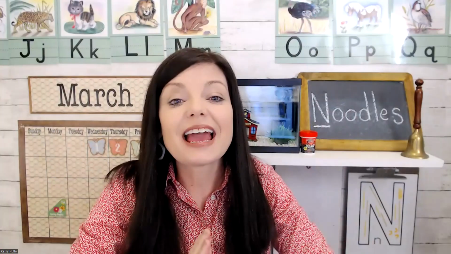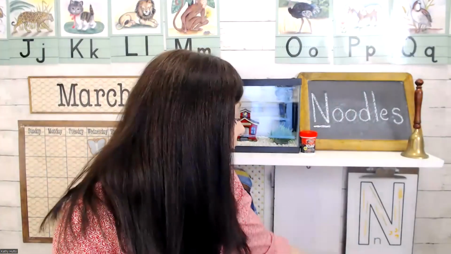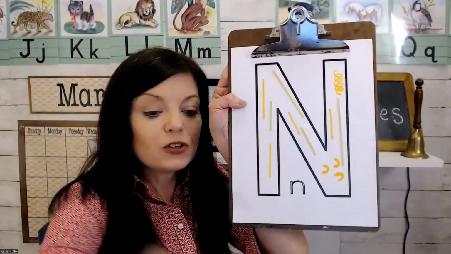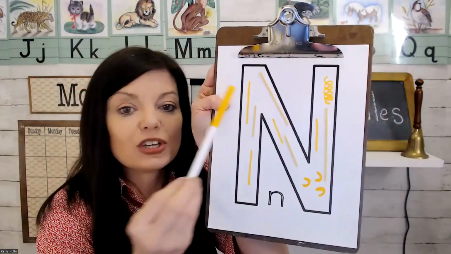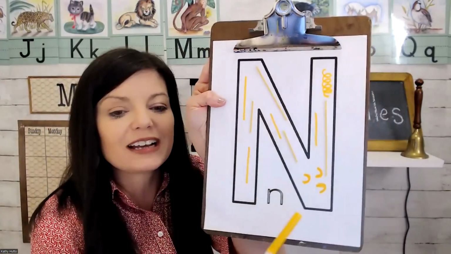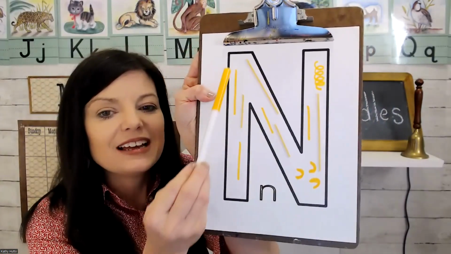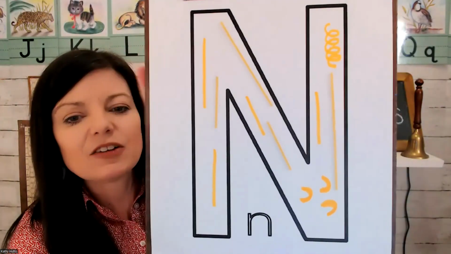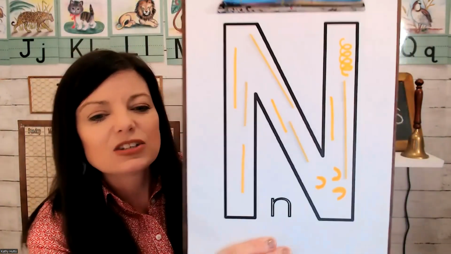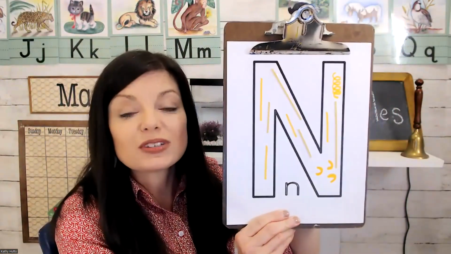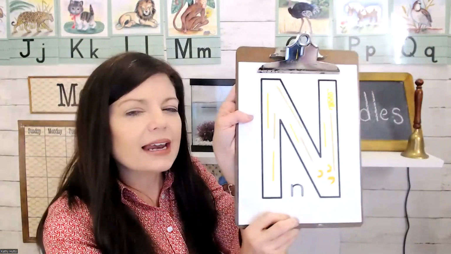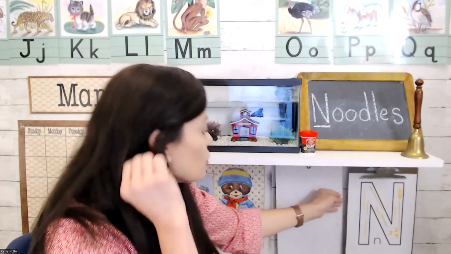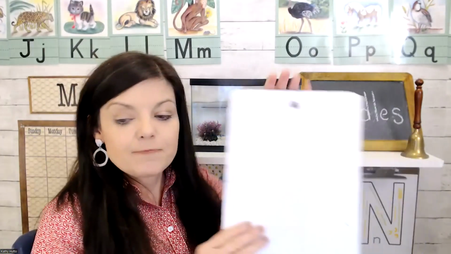Yay! Well, today N is for noodles, and I used some noodles to decorate my letter N. Now, if you don't have noodles, you can see I also just used a marker and drew some different kinds of noodles like macaroni or spaghetti or spiral noodles here. So there you go. That's an idea for decorating your letter N. Just glue or draw on some noodles. So what letter was that again? Letter N. Good job.